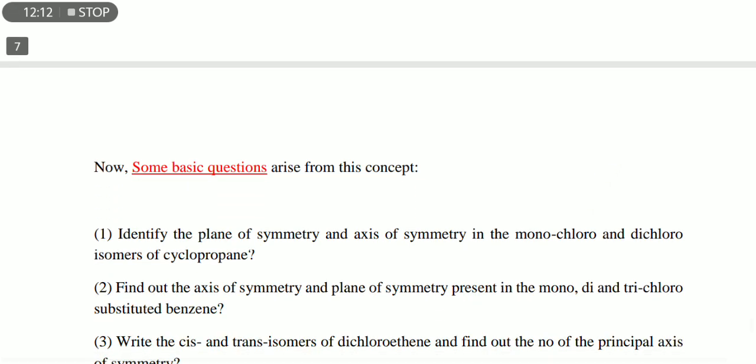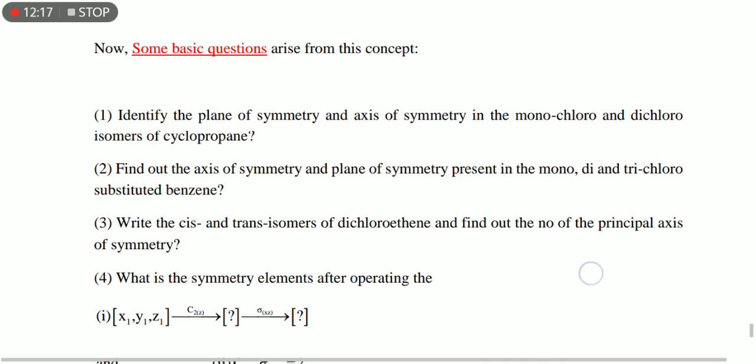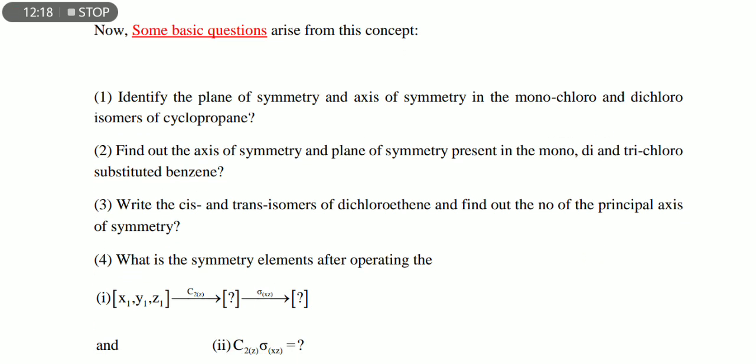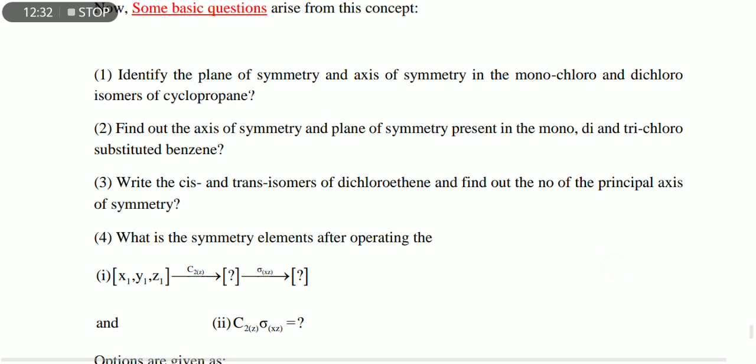From this concept, I would like to suggest you please try to solve this problem. In the next video, I will discuss all these problems and some important questions from last year. Okay, and the rest of the topic I will discuss in the next video. So what is the question here?